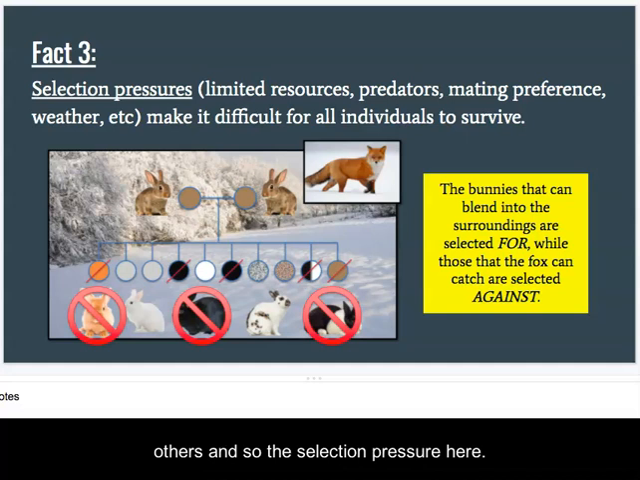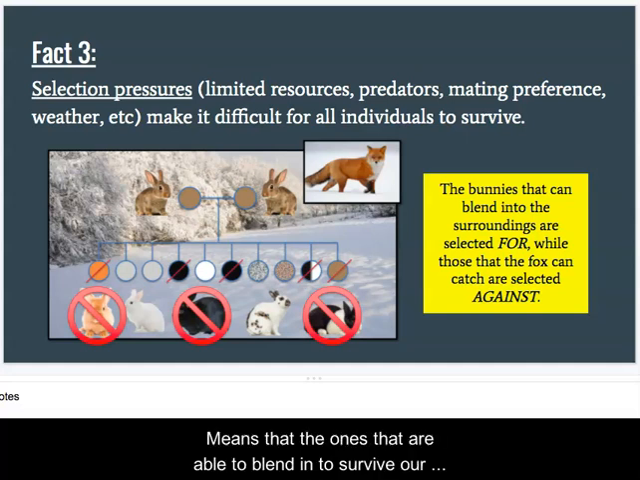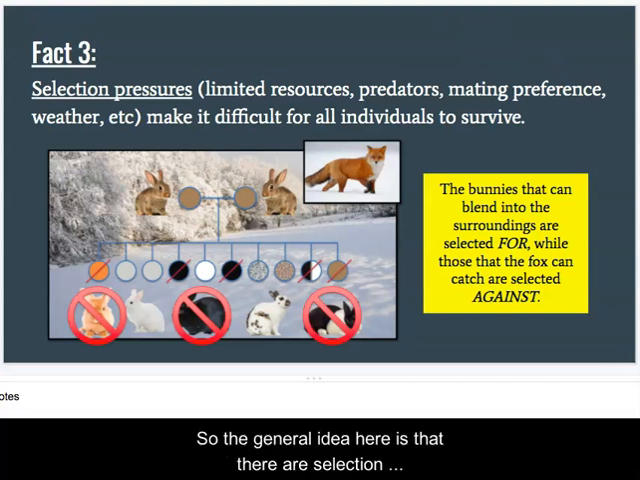And so the selection pressure here means that the ones that are able to blend in to survive are selected for survival, while those that the fox is able to catch and eat, clearly those ones are selected against, because those are the ones that were going to be eaten. And therefore not be able to survive and make many, many more baby bunnies. So the general idea here is that there are selection pressures that prevent organisms from hitting that biotic potential point.